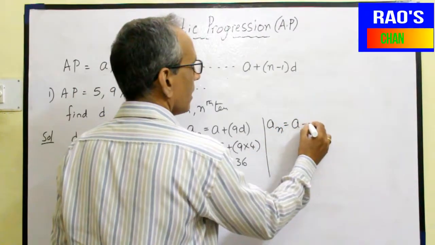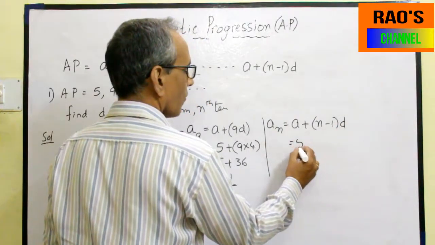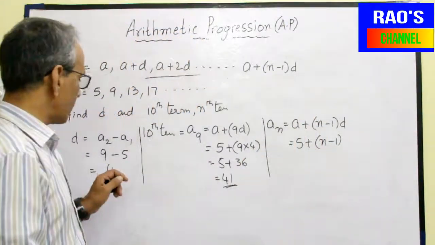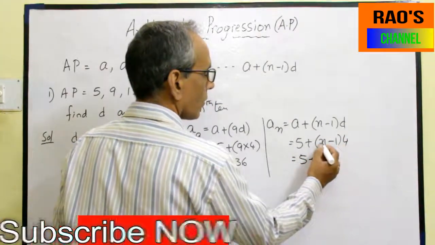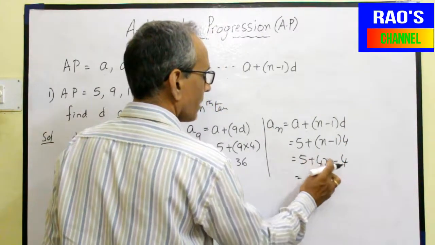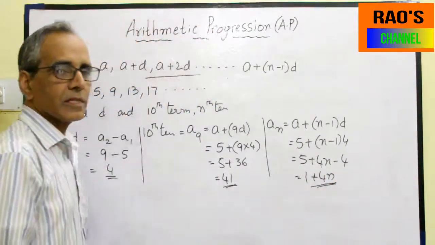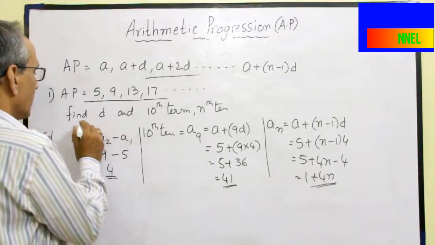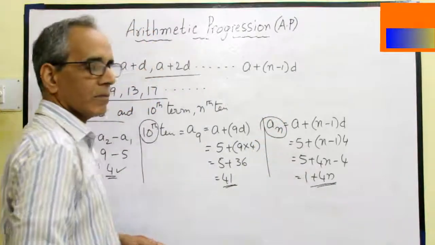If the question asks for the nth term also, that is a plus n minus 1 d. a is 5, n we don't know, so we keep n minus 1, but d is defined as 4. So finally 5 plus 4n minus 4. So 5 minus 4 is 1, plus 4n is the nth term. So if we know the series of any AP, when you get the d value, we can find any term and also the nth term. Very simple.